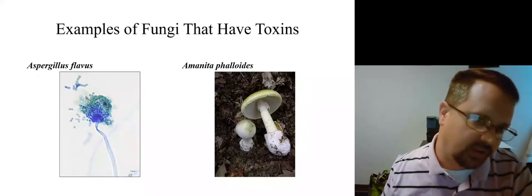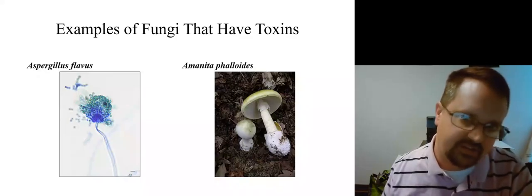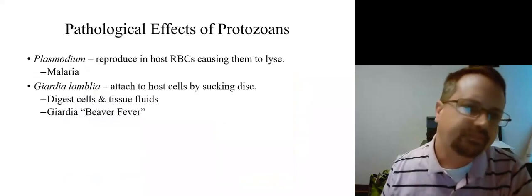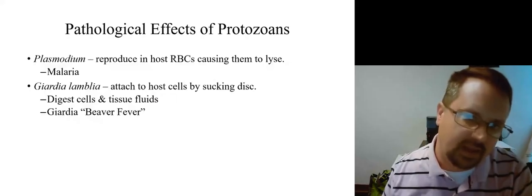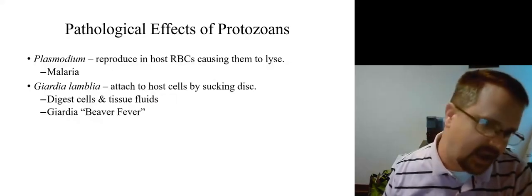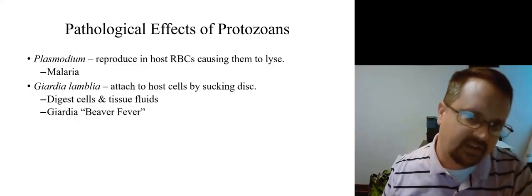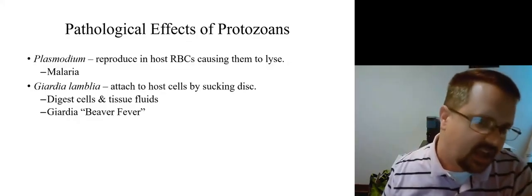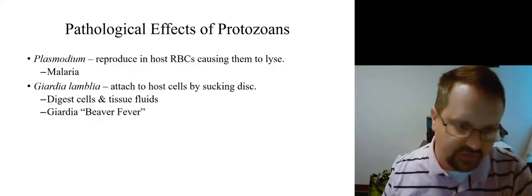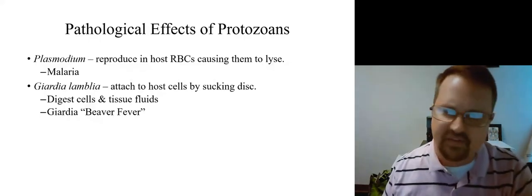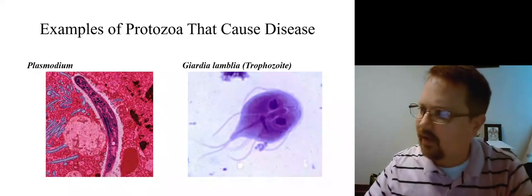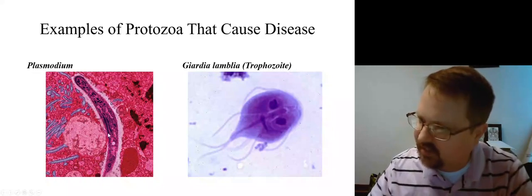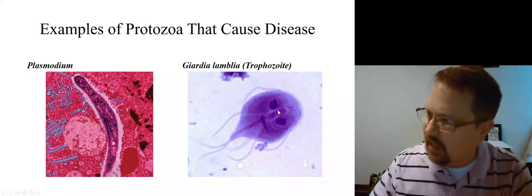There's actually Aspergillus flavus and Amanita phalloides. Plasmodium can reproduce in the host's red blood cell, causing the lysis like in malaria. Giardia lamblia attaches to host cells by a sucking disc and digests cells and tissue fluids. This causes what we call beaver fever. Okay, so this is the Plasmodium living in a red blood cell. And this is a Giardia lamblia trophozoite. Look how he's smiling at you.